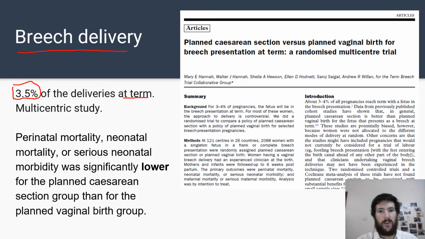Here I show you a very well-known multicentric study about breech delivery. This study shows that breech deliveries, if you do them as a simple vaginal delivery, have more perinatal mortality, neonatal mortality, and serious neonatal morbidity, like perinatal asphyxia. So the risk was significantly lower when you plan a cesarean section for this group of patients in order to prevent this complication. And what was the principal complication here? The retention of the head, in the last moment of the delivery.